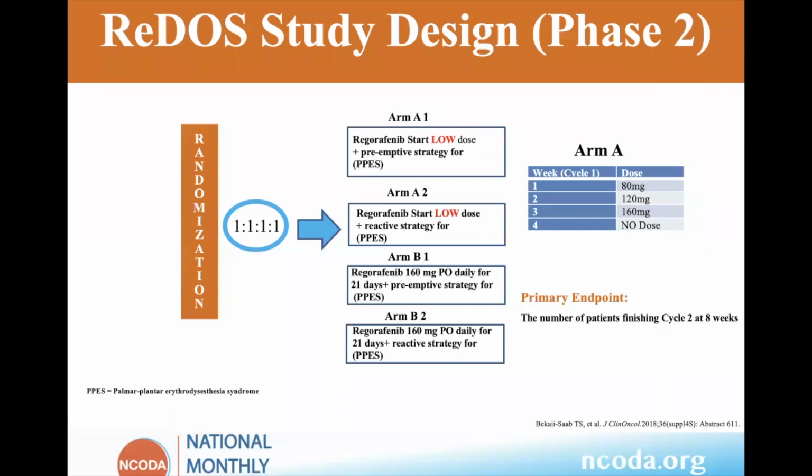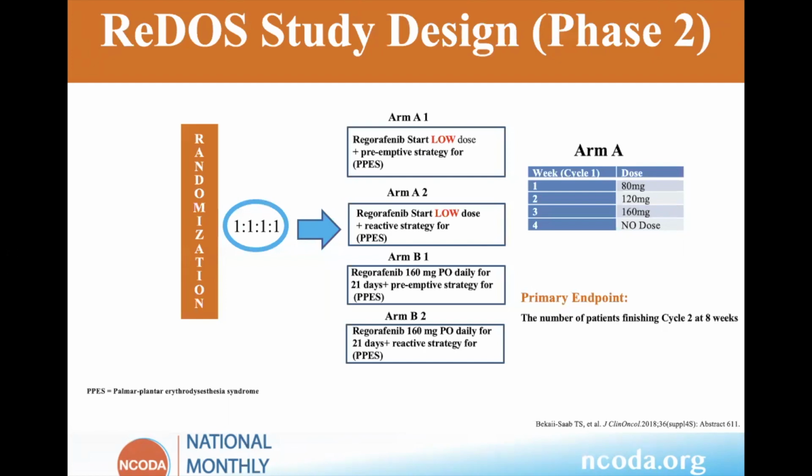Another relatively new study that has come into our practices is the REDOS study. And this was a phase 2 trial where they randomized patients into 4 different groups here, and there's 2 different arms. So they're randomized in a 1-to-1 fashion, where they either received in arm A regorafenib at low dose or escalating doses with, in arm A1, a preemptive strategy to treat palmar-plantar, and they use clobetasol for preemptive treatment. And then the only difference with arm A2 is that it was a reactive strategy and using the cream for palmar-plantar. And then in arm B, they compared it to patients with standard regorafenib therapy with the 3 weeks on, 1 week off there.